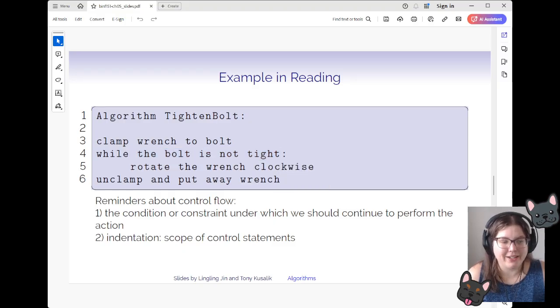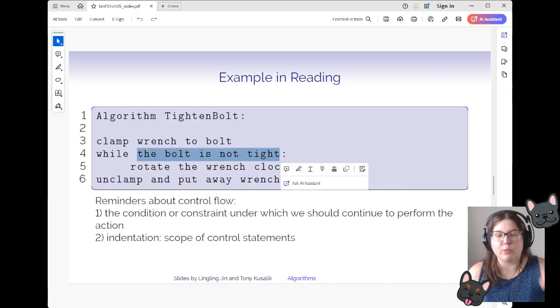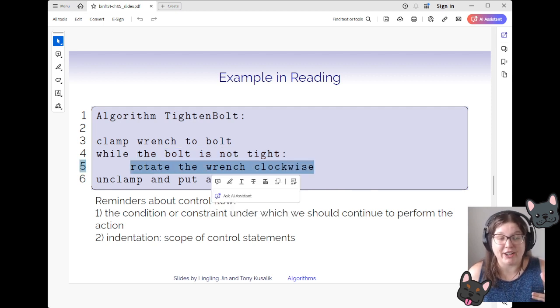There's a couple of reminders here that we've already talked about. So the thing about the indentation, any actions that are indented under a while are going to get repeated every single time that while happens. And then there's also always going to be this condition here, or this constraint, in which we're evaluating it every single time after we've done the indented action to see if that situation has changed and we can move on from that while condition, or if we have to keep going.